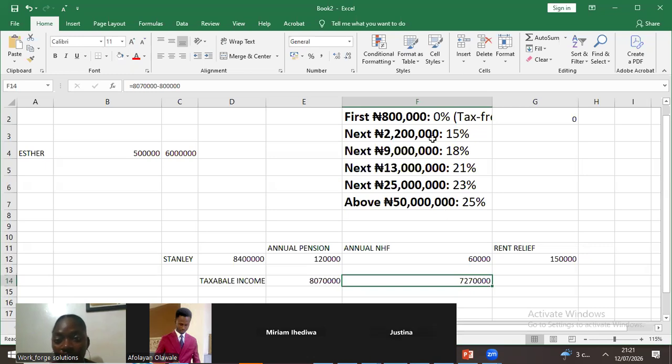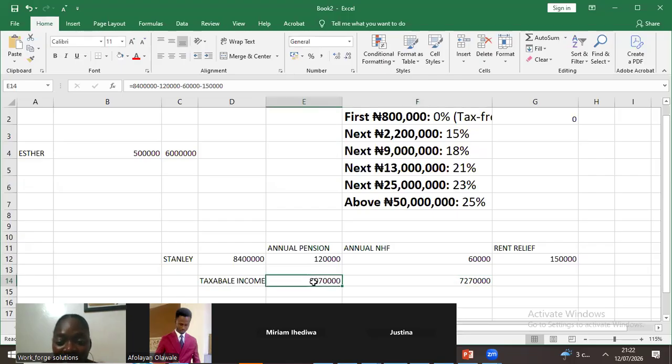That's why I became confused. So now we are following this structure. We have done the first 800,000 naira, which is tax free, that's why I put 0 here. Now the next one, we're going to follow 2.2 million naira, 15% of 2.2 million naira. First of all, is 2.2 million bigger than what we have left here?